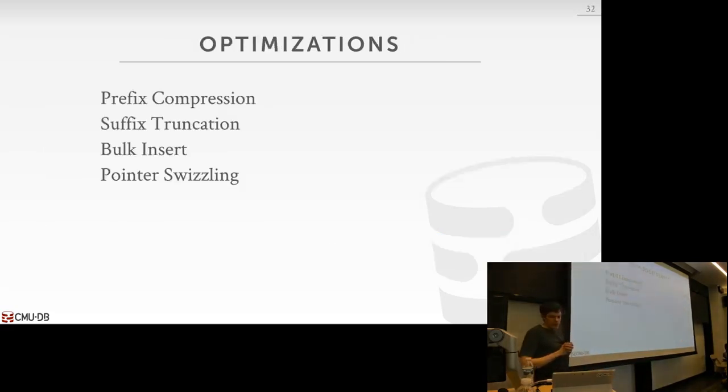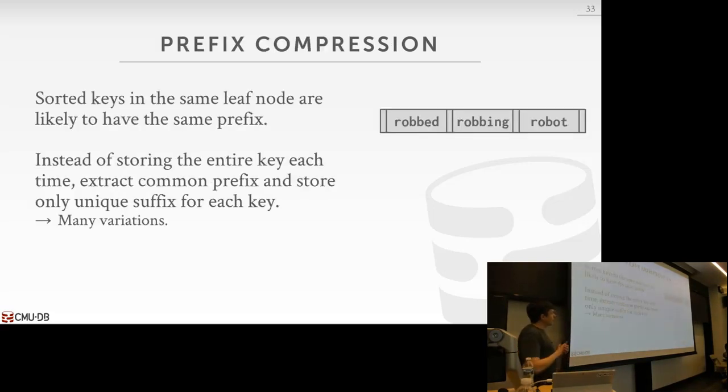All right, so let's finish up real quickly and talk about some optimizations we can do to make it go better. These are the kinds of things that a real database system would actually do to make B+ trees go faster. The first two things we're talking about are different ways to compress the data.